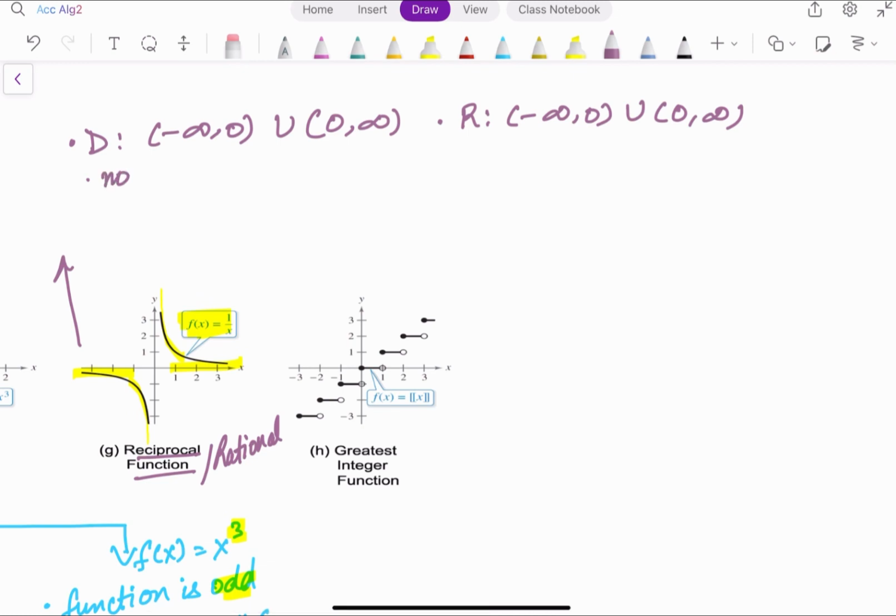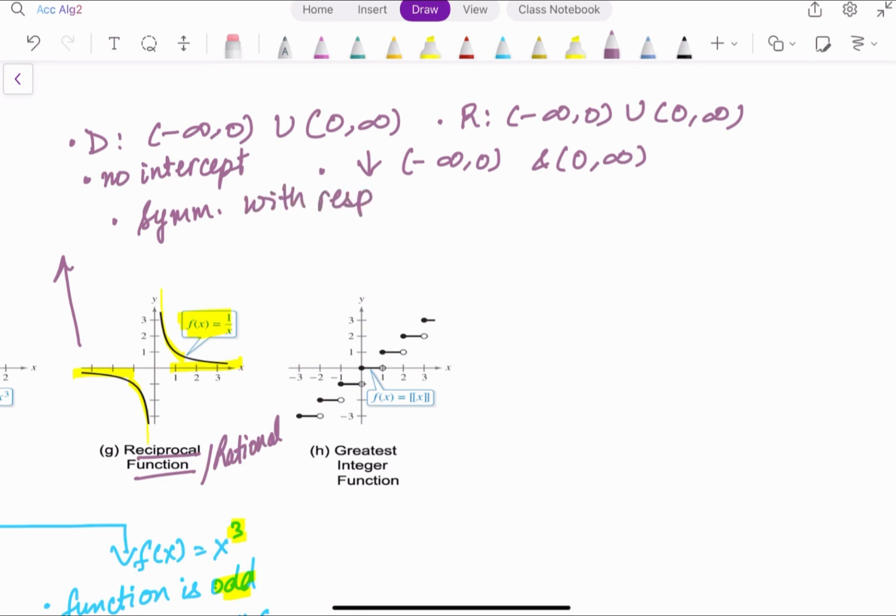Now, a few more things about it. There is no intercept because the graph is not touching the x-axis. It is not even touching the y-axis as well, because these are something called asymptotes. We name it as asymptote. I will define the asymptote for you, but let's talk about the decreasing. So it is decreasing at negative infinity to 0, and it is decreasing at 0 to infinity as well. The function is not increasing at all.